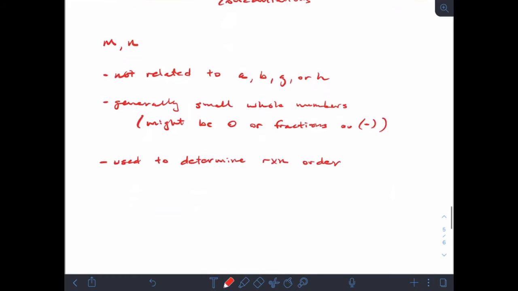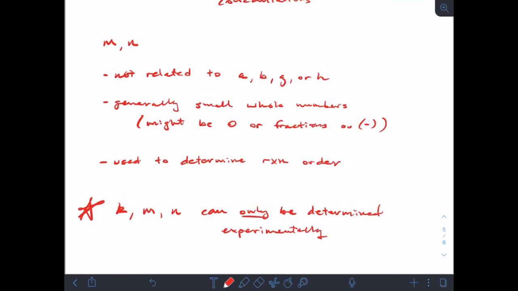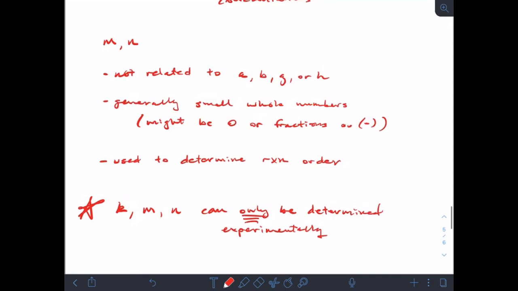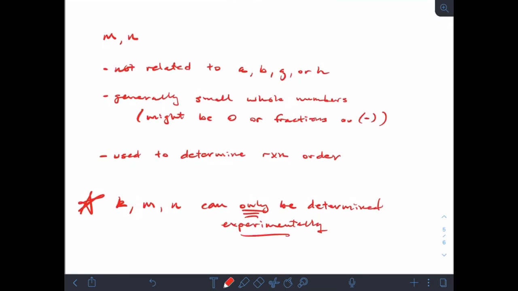Okay? Now, this is a very important thing. Big star here. K, M, and N can only be determined experimentally. Okay, so you'll have to have a data table. You have to have some reaction information in order to determine K, M, and N. Okay, very, very important.